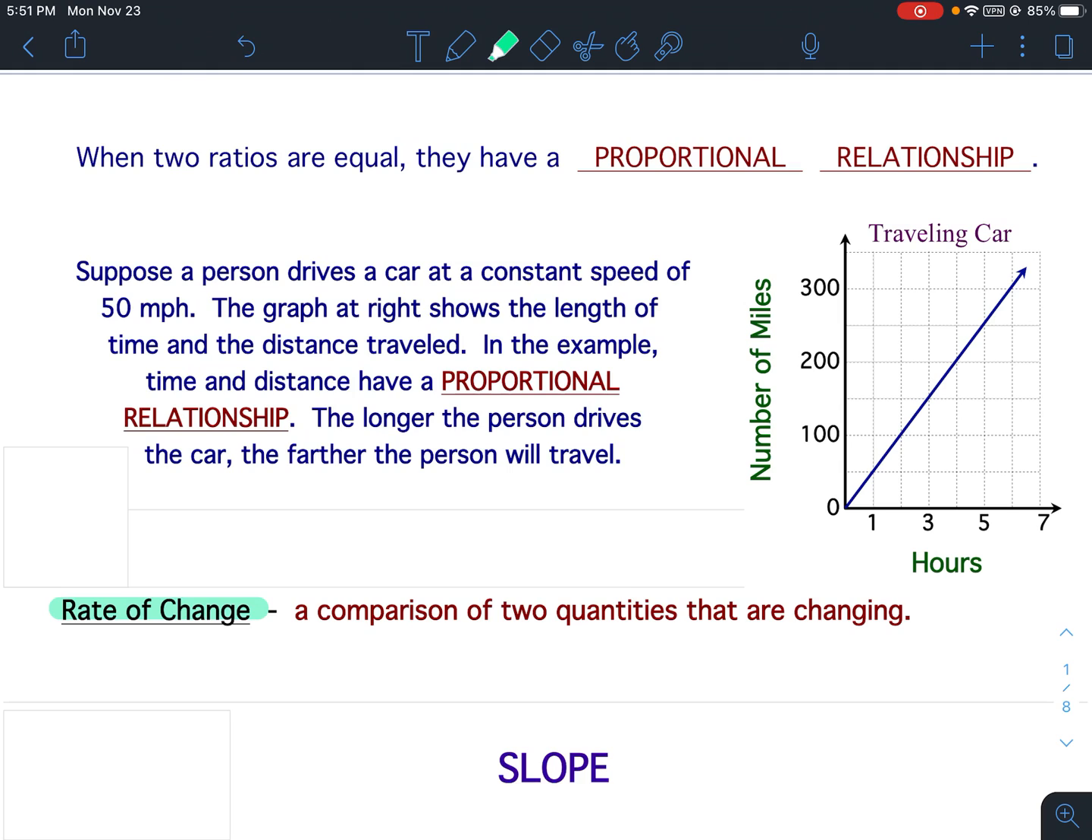Okay, so again, when two ratios are equal, they have a proportional relationship. Where does that sound familiar? Well, that's the name of our notes. So right now I'm telling you that every single problem we're going to do here, everything has a proportional relationship. So we're going to use that for the entire set of notes. If you have any questions on proportions, let me know.